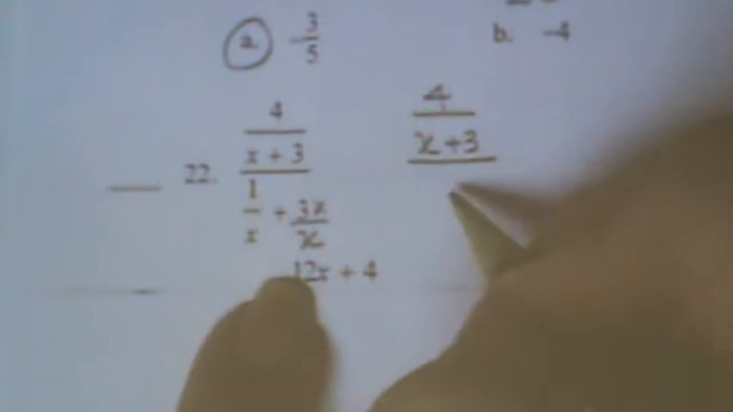Number 22. You want to get a common denominator here. So the numerator is good to go, 4 over x plus 3. The denominator, you're going to turn this into 3 over x. So you have 1 plus 3. What is 1 plus 3? Actually, you have to multiply both top and the bottom by x. So it's 1 plus 3x over x. And now we're going to flip and multiply.